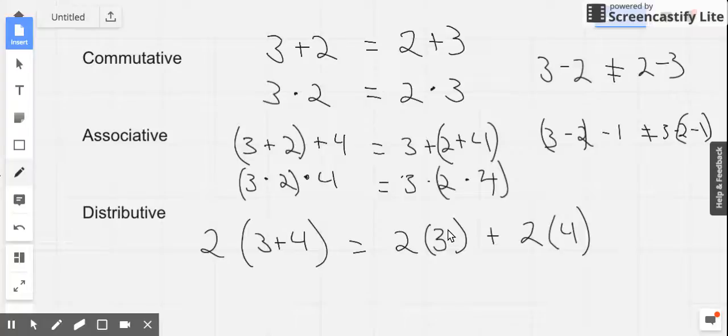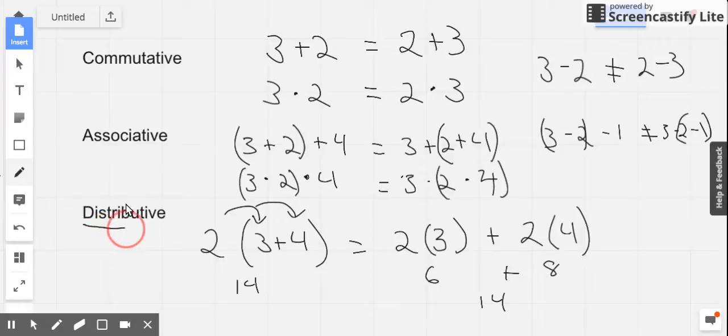So let me say that in a slightly clearer, less mathy way. Essentially, what distributive property says is, instead of doing 3 plus 4 and then multiplying by 2, I can multiply the 3 by the 2 and the 4 by the 2 and add together what the result would be. So in this case, I have 2 times 7, which is 14. In this case, I have 6 plus 8, which is also 14, because I take this 2 and I distribute it to the 3 and the 4. So that's what distributive property is. Distributive property is taking what's on the outside and distributing it throughout parentheses.